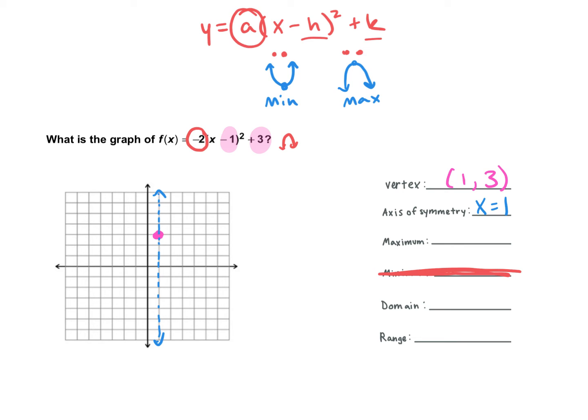And our maximum value is always your y value in your vertex. So our maximum is just 3. Same thing. It's always the y value in your vertex. What did we say our domain is always? All real numbers.